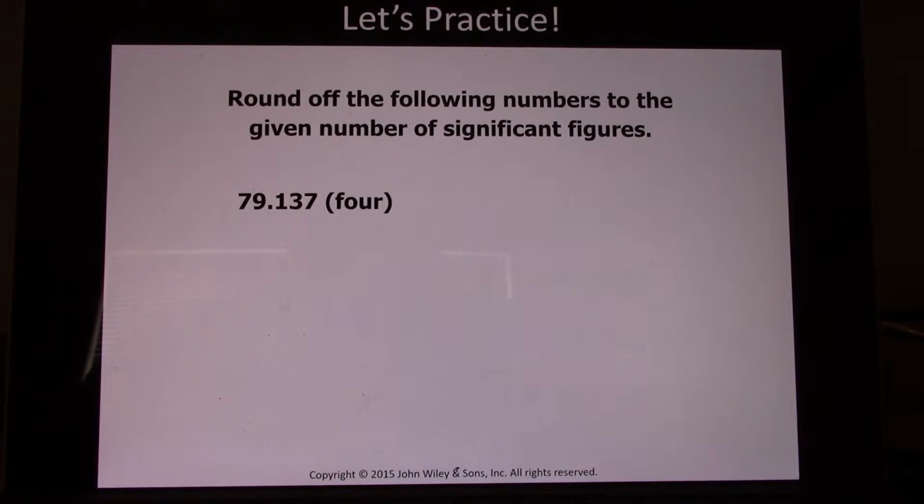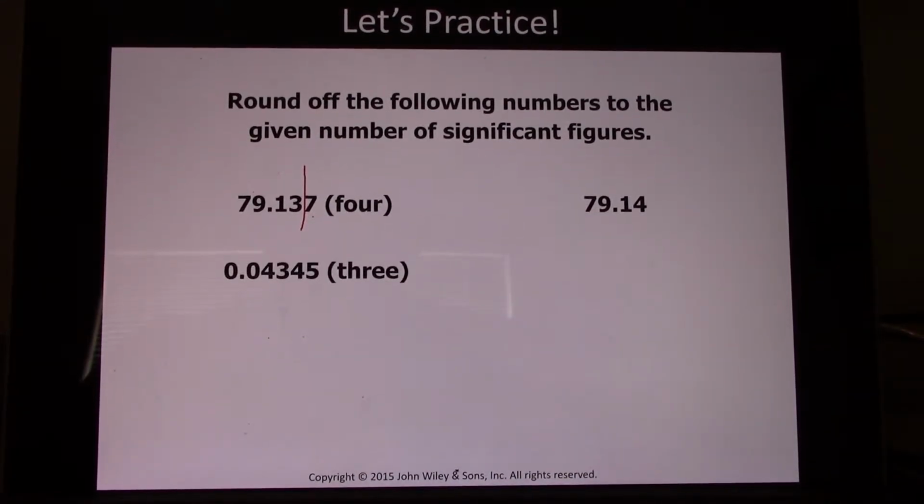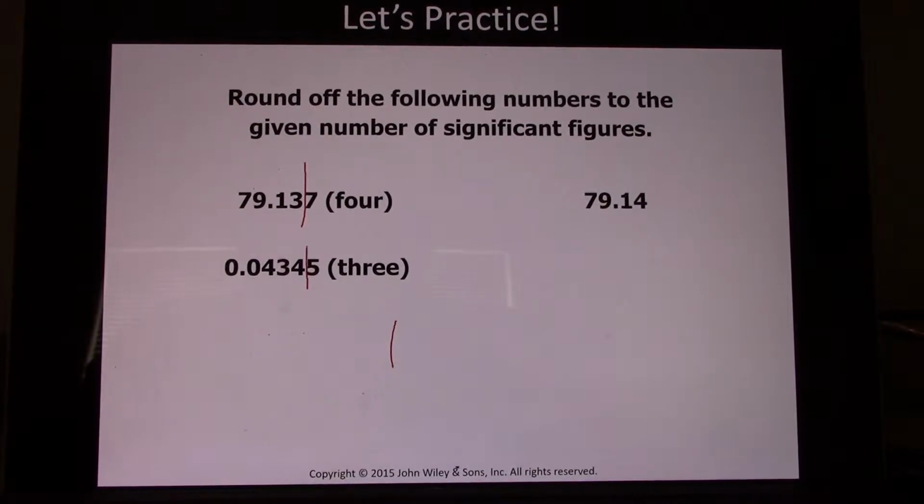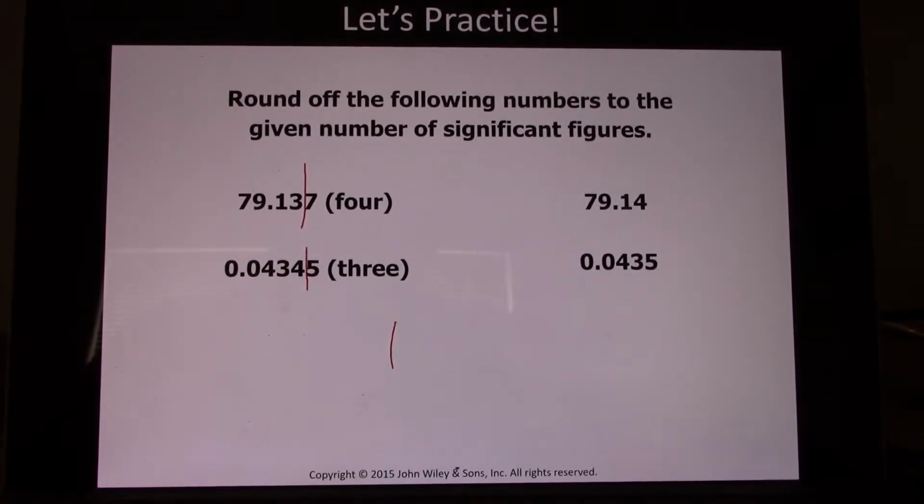So let's round this number. We're rounding to 4 sig figs. So the first number we're chopping off is a 7. That's 5 or greater. We round up. 0.04345 to 3 sig figs. The first number we're chopping off is a 5. In this class, we round up in this case. So 0.0435.